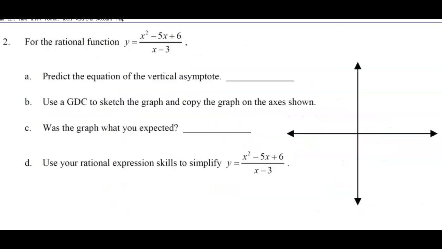All right, let's take a look at this one. Predict the equation of the vertical asymptote. Nothing to factor there, it's already a binomial, so that's going to be x equals 3. Get your graphing calculator out.